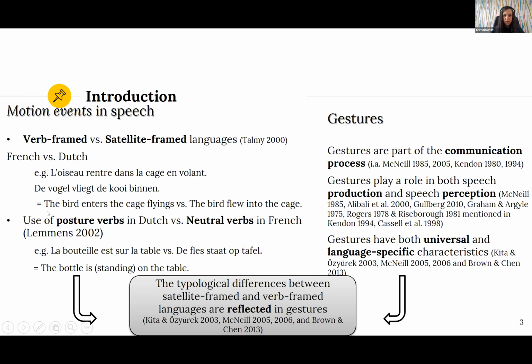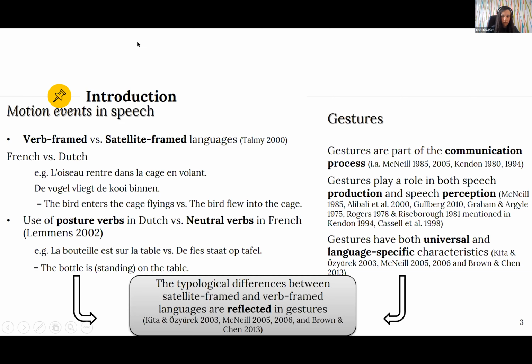And in Dutch, there are also what are called posture verbs. These are verbs that are used to locate entities in space. Not only do they give the position of the object, but also how they are standing or sitting, so their posture, in other words. In English, we would say the bottle is on the table. And in French, we would use a neutral verb such as to be, être, as well. So la bouteille est sur la table. But in Dutch, we would say how the bottle is on the table. So here, staat. So the bottle is standing on the table.